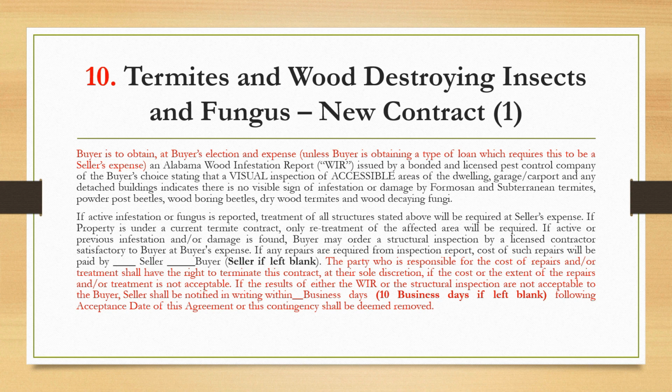So that's very broad, I know, and some people raise the question about a party walking away from a contract due to an insignificant amount of repair just because they want to walk away. However, if we continue reading, if the results of either the wood infestation report or the structural inspection are not acceptable to the buyer, seller shall be notified in writing within blank business days, and that's 10 business days if left blank as a default, following acceptance date of this agreement, or this contingency shall be deemed removed.